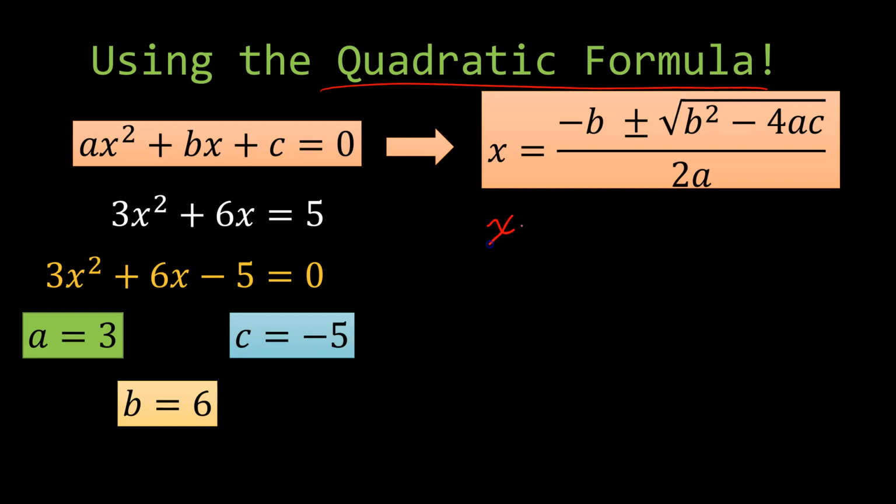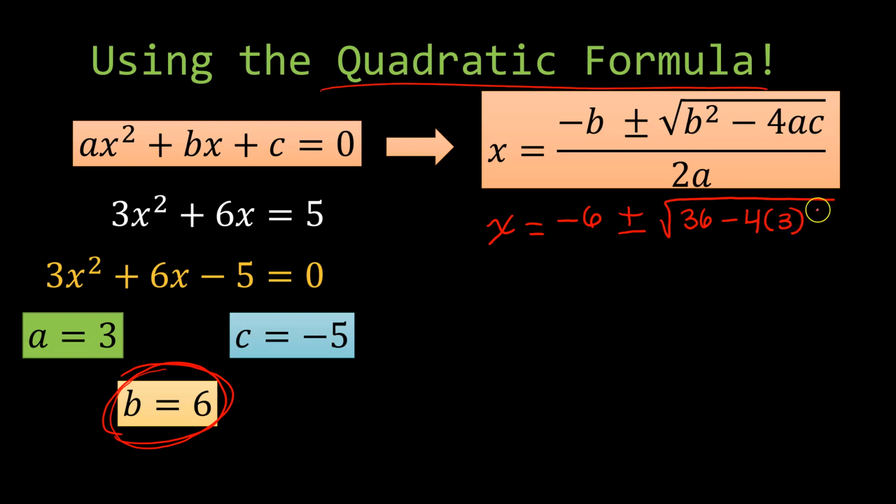So we will have x equals the opposite of b. b is 6, so the opposite of b is negative 6, plus or minus square root of b squared. Again, b is 6, so b squared must be 36, minus 4 times a, which is 3, times c, which is negative 5, all divided by 2a, and a is 3.